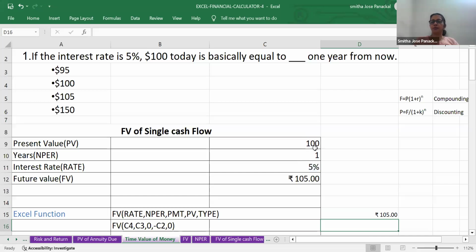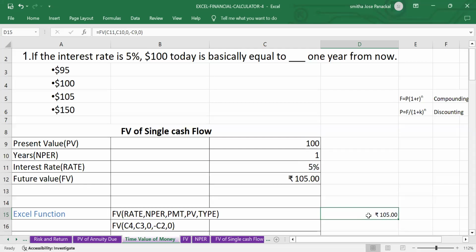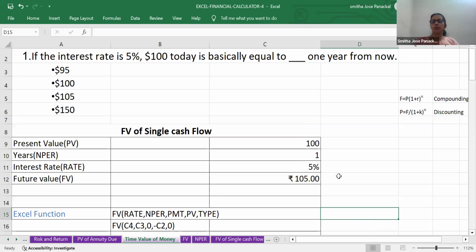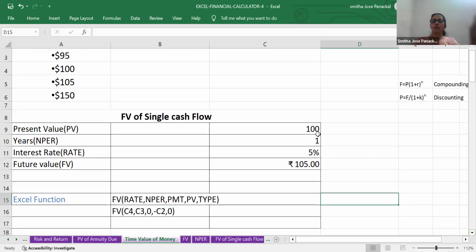You will get the value. This is how you calculate future value. Hope it is clear. What do you mean by 105 here? If you invest 100 rupees at the rate of 5% for 1 year, the future value of the 100 is 105. That is what you will receive. You can do it either manually or with the help of the Excel function.